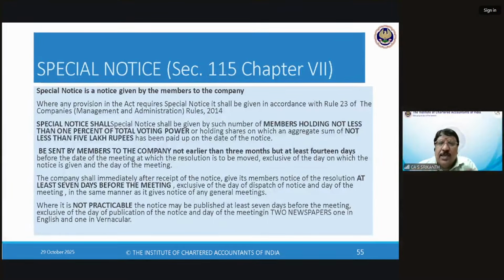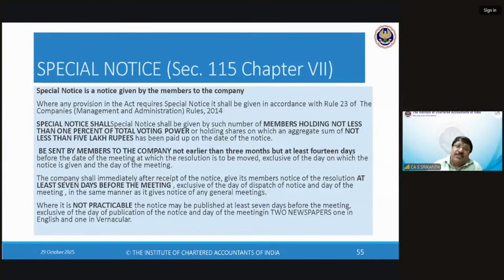So if you want to do this, then the members have to give special notice. Normally, notice is given by the company to the members. Friends, section 115 is not in this chapter. Section 115 is in chapter 7, management and administration. This would have been already taught to you, but just for recapitulation, I am teaching it again. Under section 115, where in this Act special notice is to be given, it has to be given not less than 14 days before the date of the meeting. So you're getting it 21 days before now.